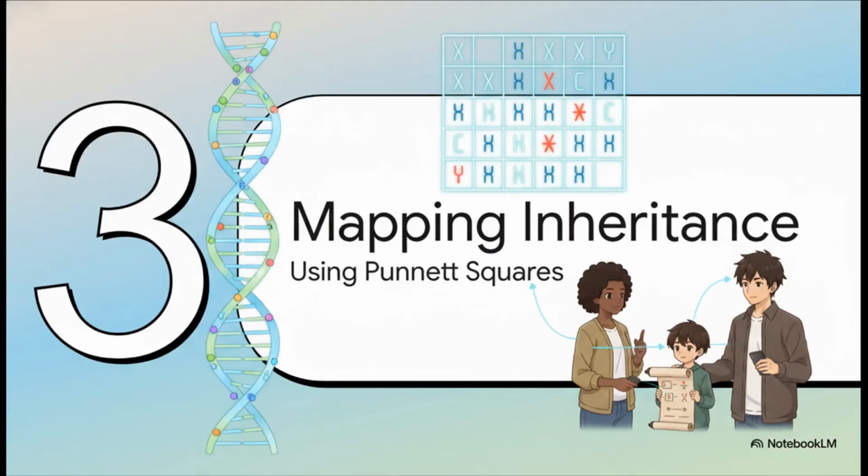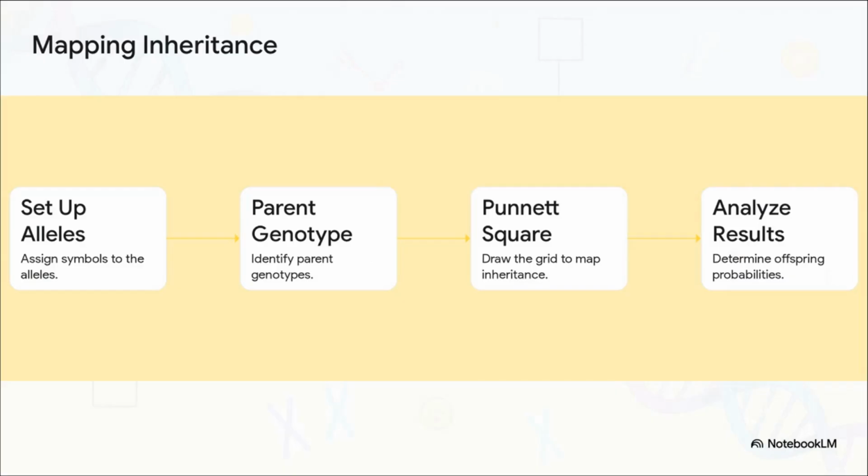Section 3, mapping sex-linked inheritance. So when you're analyzing these traits on an exam, having a reliable, bulletproof method really helps. Here is a solid 4-step framework you can always lean on. First, set up your alleles with proper symbols. Second, identify those parent genotypes. Third, sketch out your Punnett square. And fourth, analyze the resulting phenotypes.